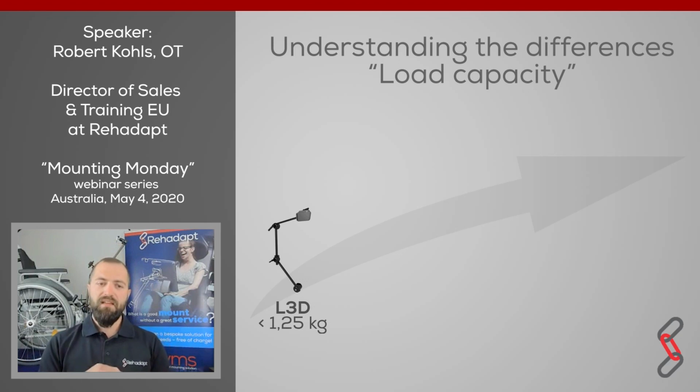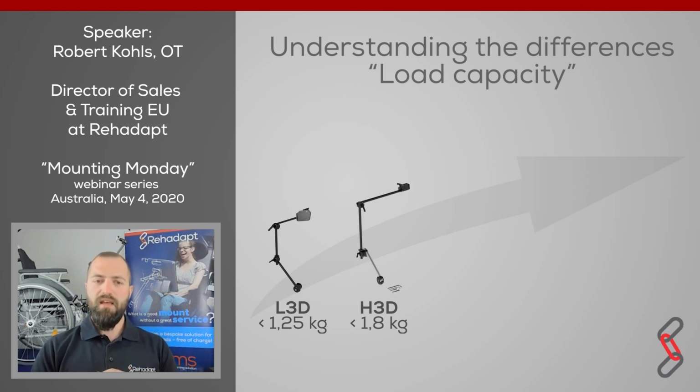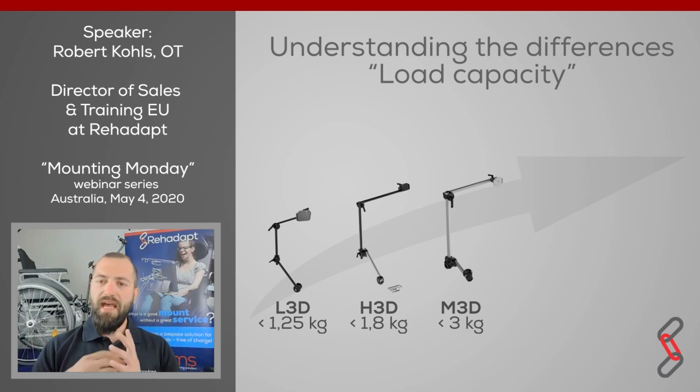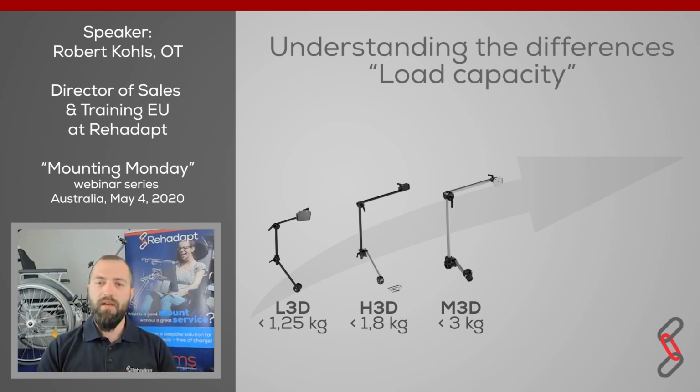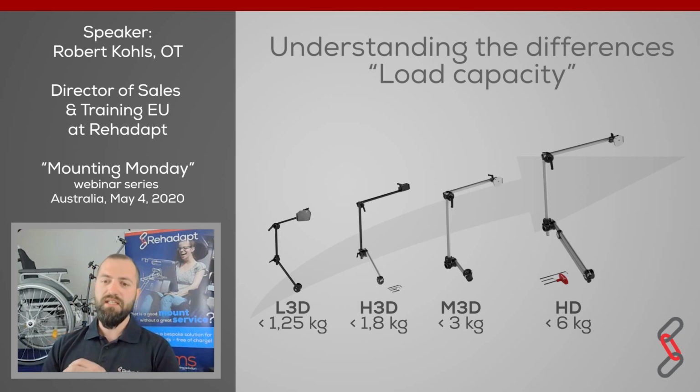So light devices means the L3D category is for devices up to 1.25 kilograms. The H stands for hybrid mounts, 3D for three-dimensional movability. These H3D mounts are in the mid-class range up to 1.8 kilograms. And the M3D is for all that mid-class, a little bit more weight, three-dimensional movable options up to 3 kilograms. And for all of those that want to handle a little bit more weight, we have the HD, heavy duty category for all of these heavier devices like eye gaze systems.